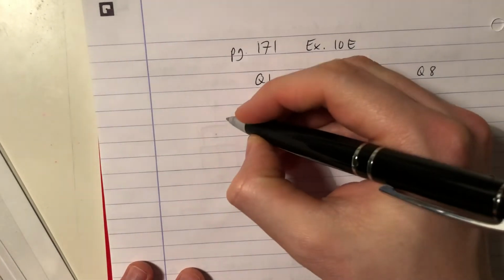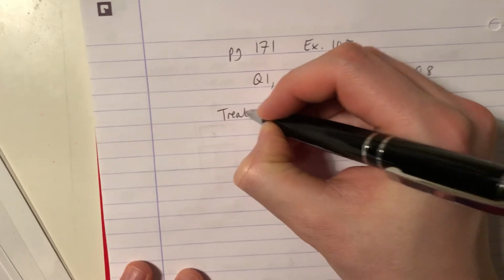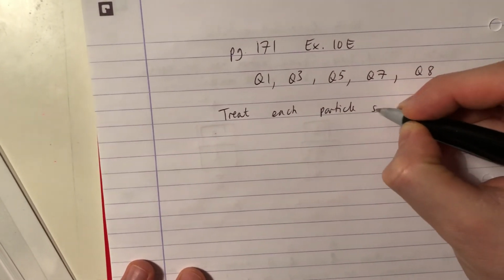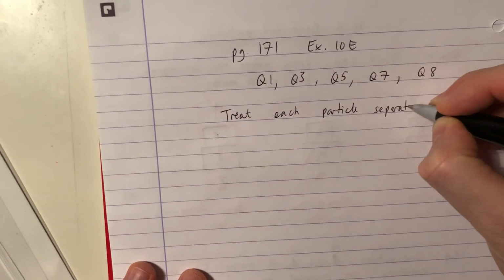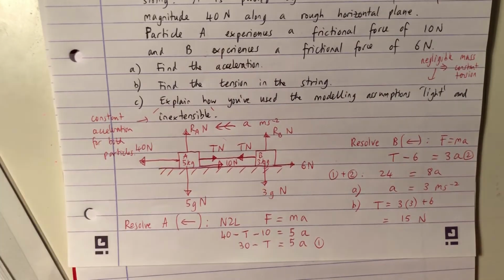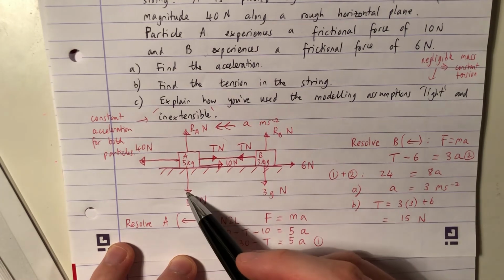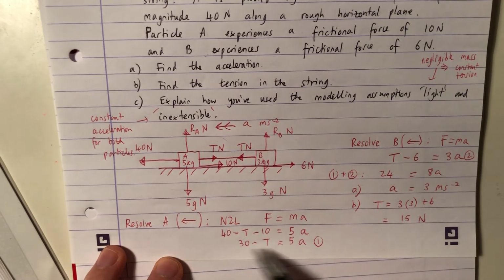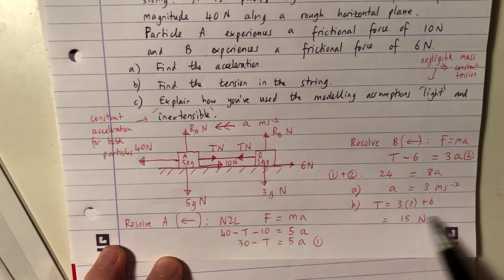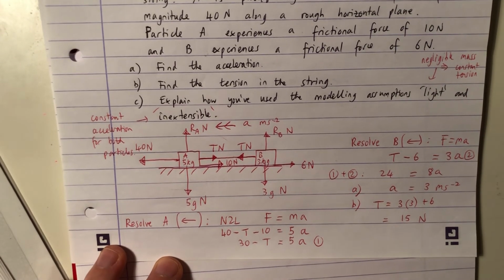Now, the only bit of advice I can give you is treat each particle separately. Like I did with easy number 1, you want to resolve for one particle separately, get an equation, resolve the second particle separately, get a second equation, and always solve them simultaneously. And that's pretty much it.